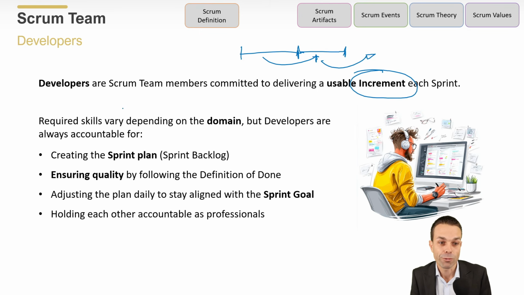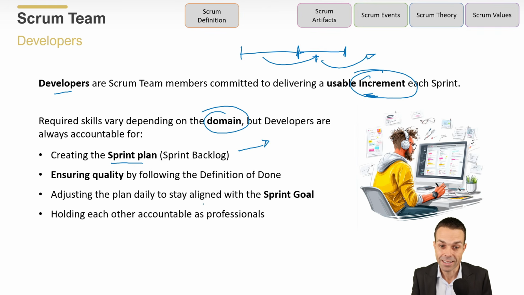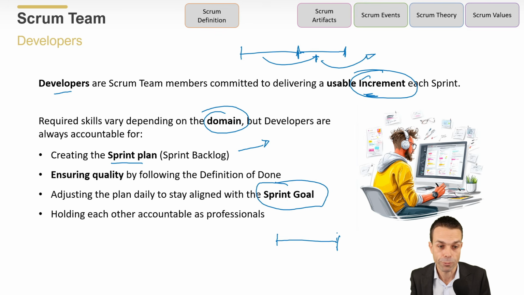Required skills for developers vary depending on the domain that they're working in. But developers are always accountable for creating the sprint plan, which is how they're going to develop the increment, ensuring quality, adjusting the plan daily to make sure that they're still going to achieve the goal of the sprint, and holding each other accountable as professionals, so making sure that everyone is working and doing their best.